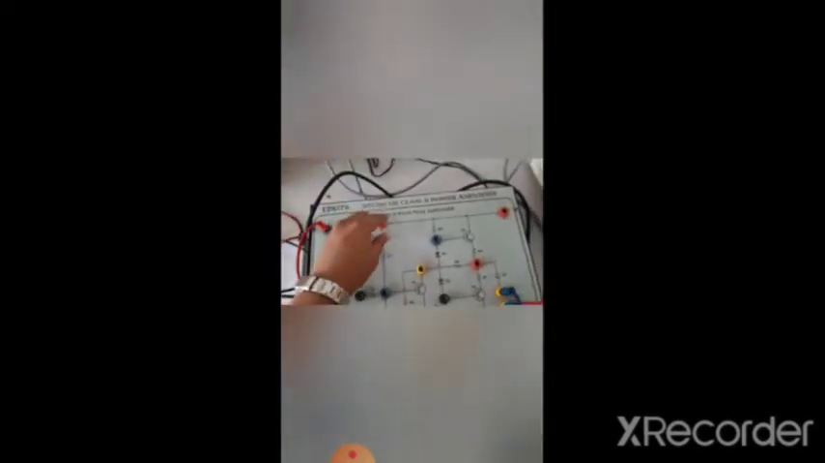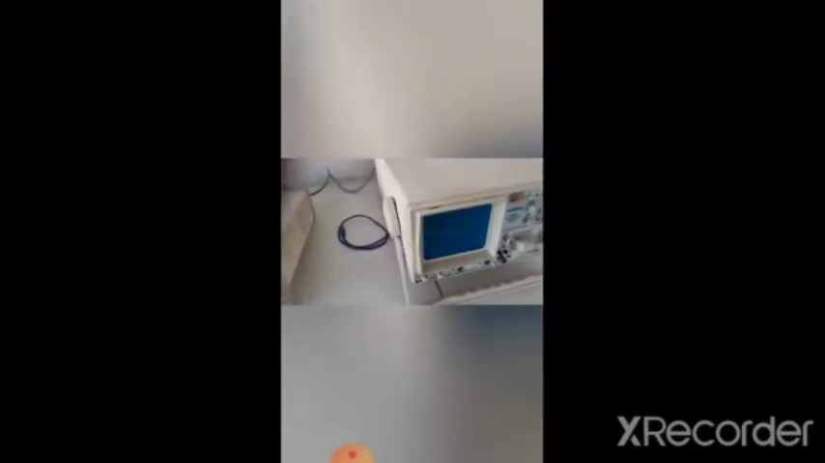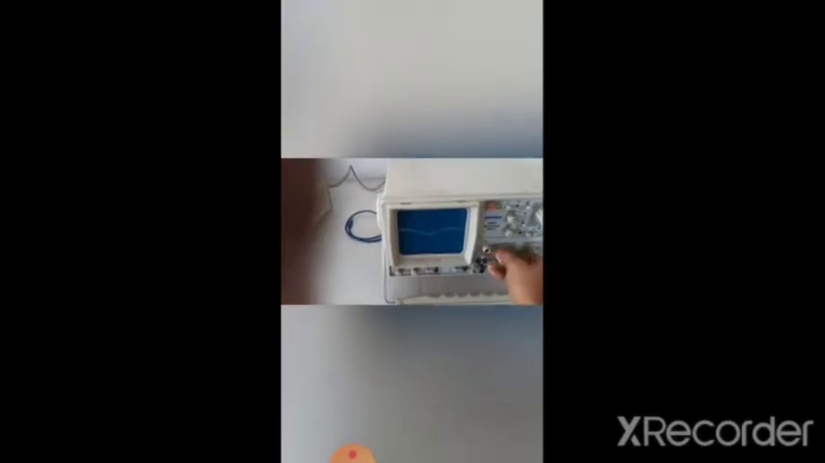Now first turn on the switch, and there is a pot which we can vary. Now, if you can see, we are getting the output. That means if you vary the pot, the output signal also varies.